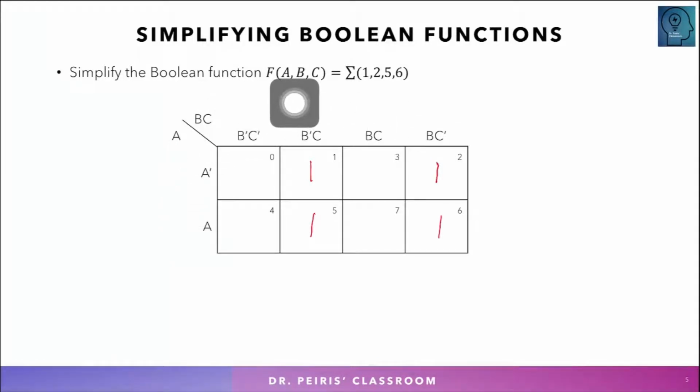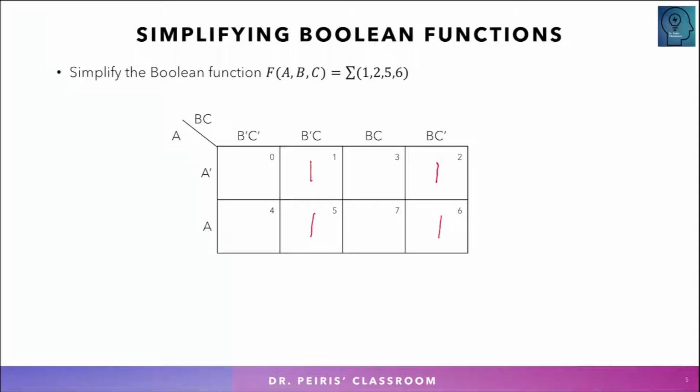Now this function is expressed as a sum of minterms, where the minterms are at 1, 2, 5 and 6. So you go to the K-map and place the logic 1 at these minterms, because that's what sigma 1, 2, 5, 6 means: the function value is 1 at these minterms. So you go to minterm 1, place the logic 1, go to minterm 2, place a logic 1. Similarly for minterm 5 and 6, you put a logic 1.